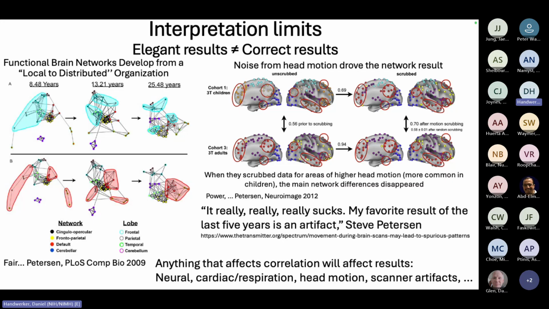But the message to take home in general from this is that anything that affects correlation, because as I said, this is just correlation of time series, will affect results. So neural fluctuations, that's what we want to see, but also respiratory fluctuations, head motion, scanner artifacts, all this stuff will affect correlation. So if you're doing anything in functional activity, understanding what you're keeping and rejecting is essential.